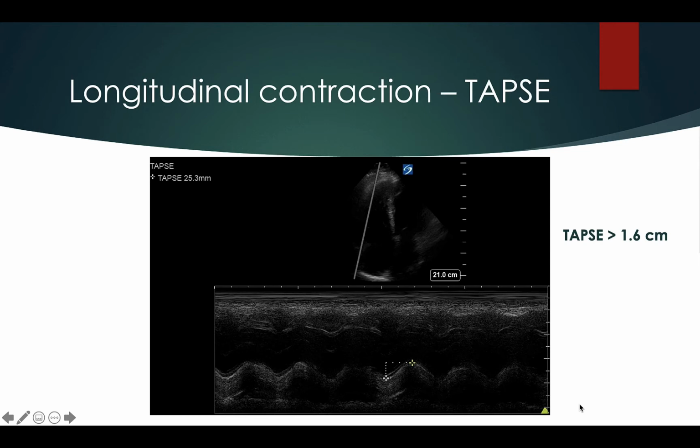The easiest way to assess it is to look at the tricuspid annulus plane systolic excursion, or the TAPSE for short. This looks at the longitudinal movement of the tricuspid annulus during systole. To measure it, you place an M-mode line right over the tricuspid annulus and then follow it over time. Vertical movement greater than 1.6 centimeters suggests a normal functioning RV. In this example, a TAPSE of 2.5 centimeters suggests brisk systolic function.